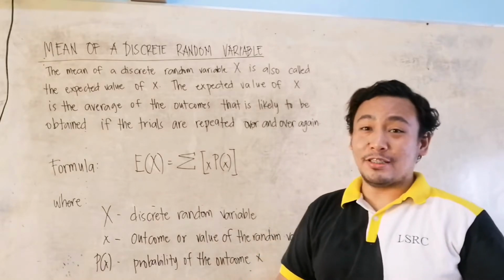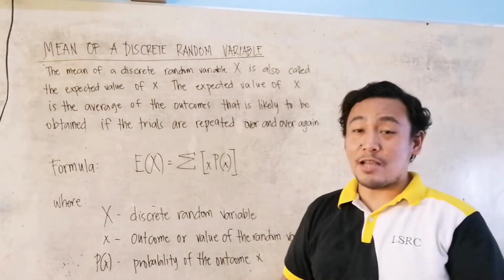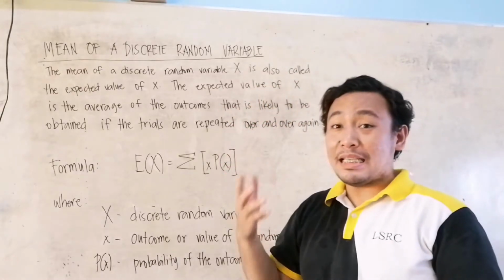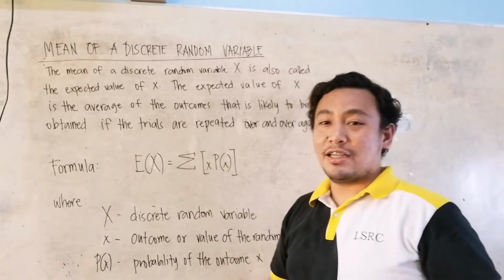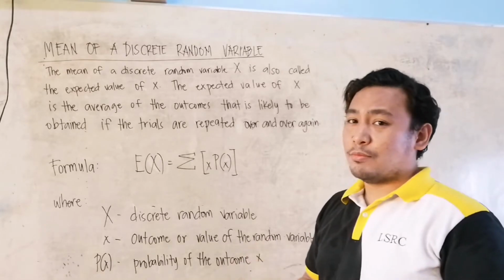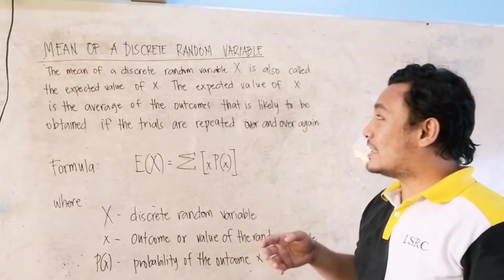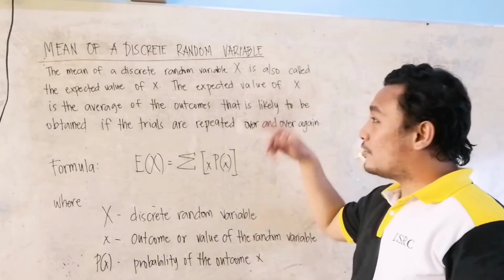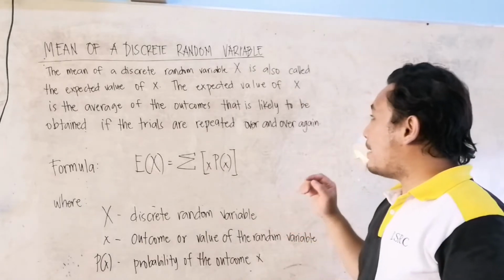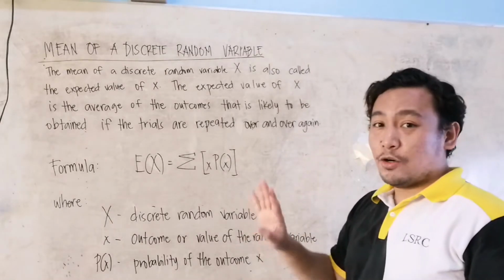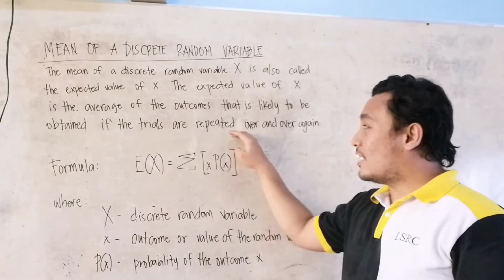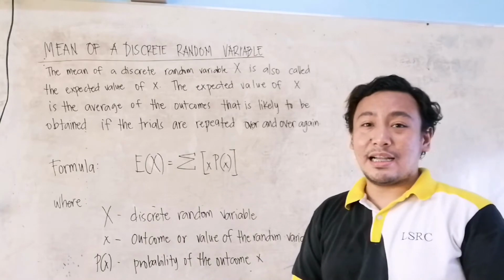And for today's video, I am going to discuss to you the mean of a discrete random variable. So first, let us define the mean of a discrete random variable. The mean of a discrete random variable x is also called the expected value of x. The expected value of x is the average of the outcomes that is likely to be obtained if the trials are repeated over and over again.